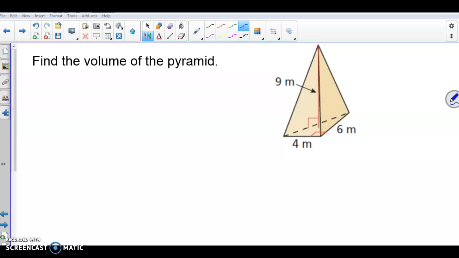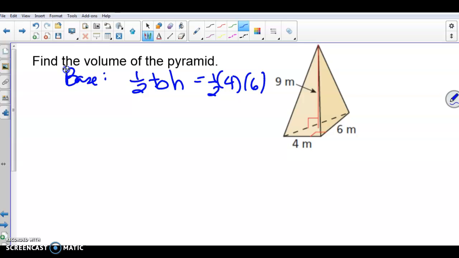In this case, the base is a triangle, right? So for the base, we need 1/2 times the base of the triangle times the height of the triangle, which is equal to 1/2, the base is 4, and the height is 6. So if we simplify that further, 24 divided by 2 is 12 meters squared. So that's for the base area only.